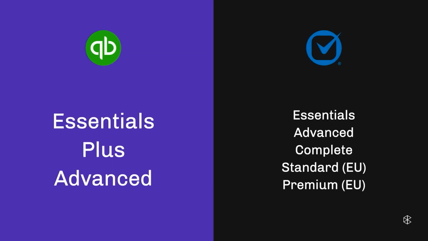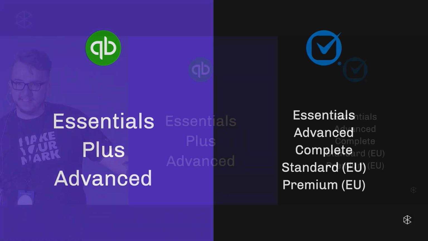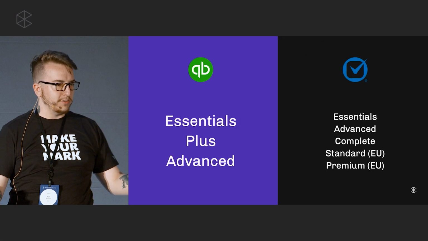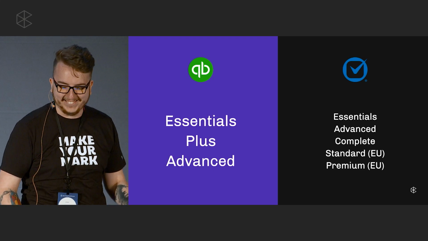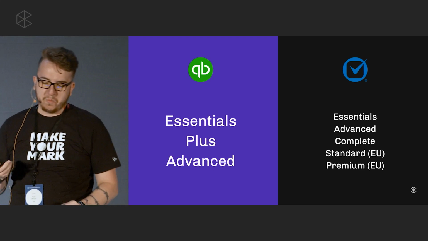So my favorite thing is talking about the different plans because as you all have probably seen, we've recently updated our plan branding. So now on the Clio side of things, we have Essentials, Advanced, and Complete. And for any of our more international customers, we have Standard and Premium. And of course, QuickBooks has Essentials, Plus, and Advanced. So you're never going to get those confused, I promise.